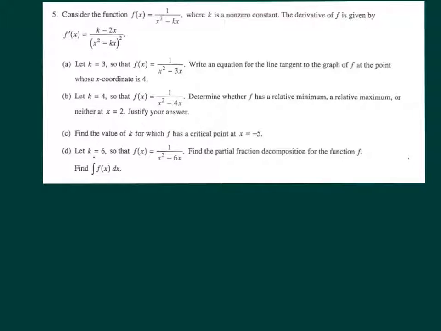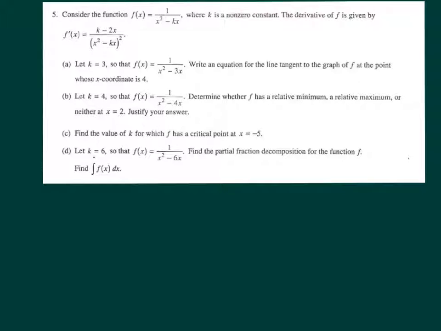Now let's take a look at number 5. In this case, we got a function. This is kind of an interesting problem. We have a function f of x where f is 1 over x squared minus kx, where k is a non-zero constant. And what they tell you is that the derivative of f is going to be given by this right here. So if you go through and do the quotient rule on this, this is what's going to end up happening in terms of the derivative.